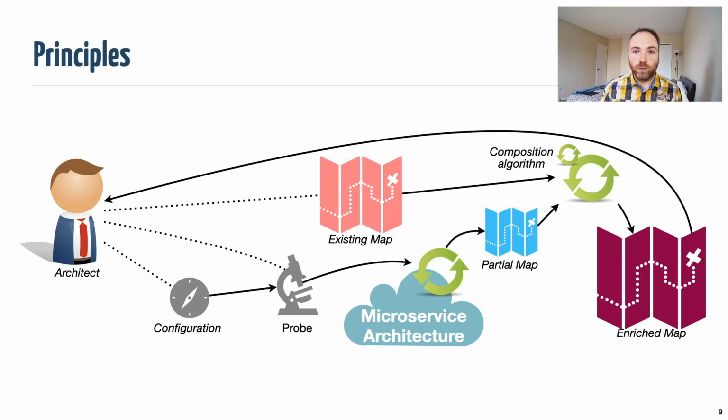And a probe will provide a partial map that is expressed in the same language as the existing map. It's a description language. And using this, we can use a composition algorithm to create the enriched map that contains details that one wants to obtain at the time of the exploration.